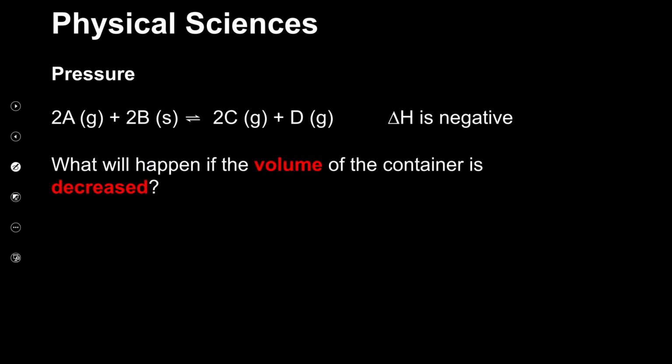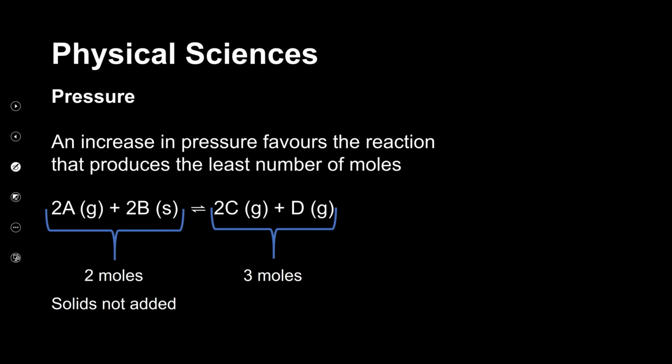The question now is, what will happen if the volume of the container is decreased? You should now have in mind that the volume is inversely proportional to the pressure. An increase in pressure favors the reaction that produces the least number of moles. So when the volume is decreased, then if you look at C is equal to n over V, it basically means that the system will try to make less number of moles.